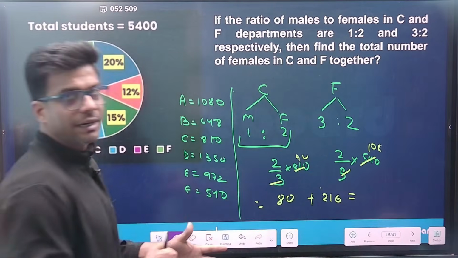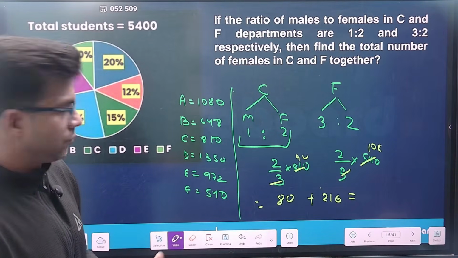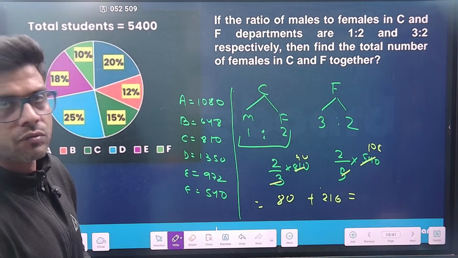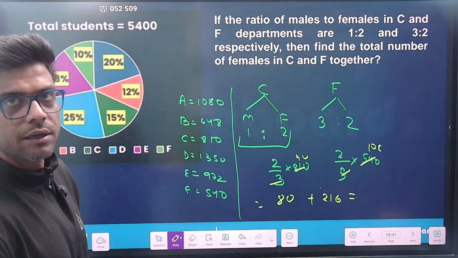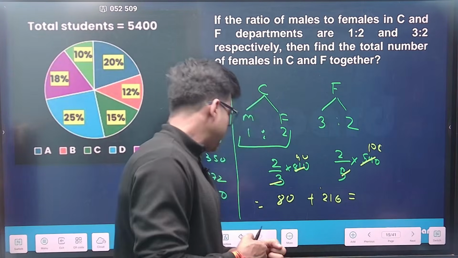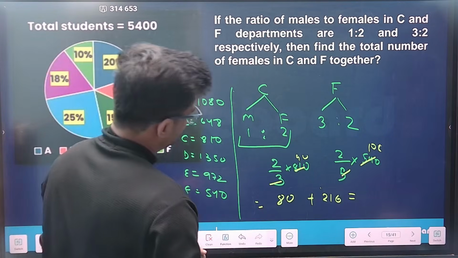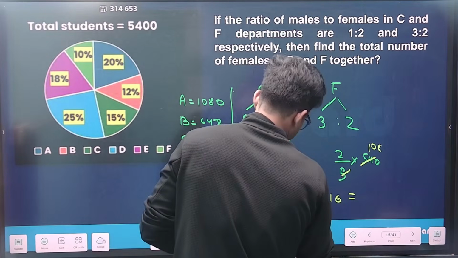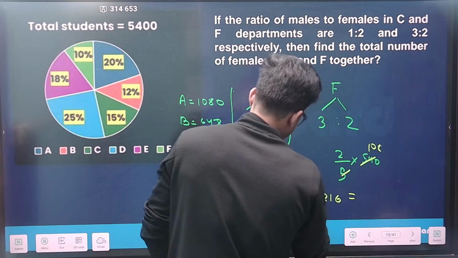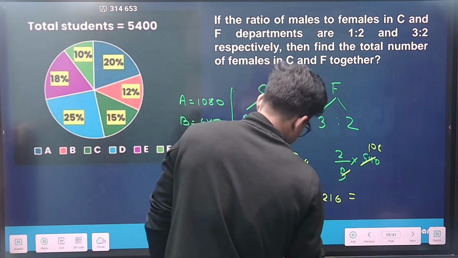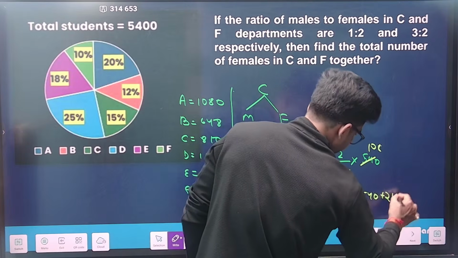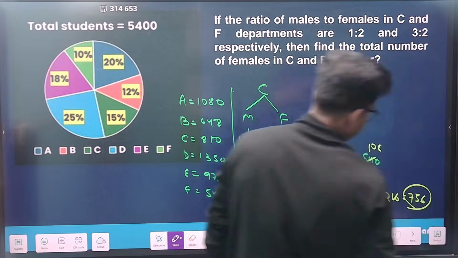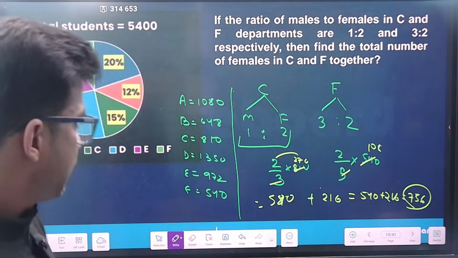Just sum it up. You're getting how much? 540, 810. Clear? Oh, we have done wrong. Wrong. We cancelled incorrectly. It is 540. It will be 540. 540 plus 216, 756 is the answer. Come on, guys, is it right or not? Yes.